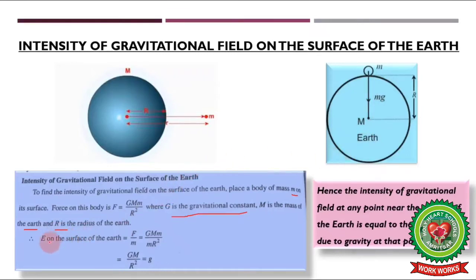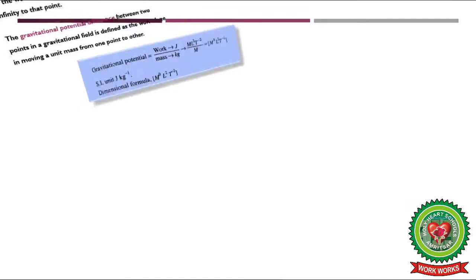Now again, the formula of E on the surface of earth is equal to force divided by m. So we will divide GMm/(mR²). This m and this m will be cancelled and we are left with GM/R², which is nothing but the relationship between small g and capital G, or you can say the acceleration due to gravity in terms of the universal gravitational constant. Hence, the intensity of gravitational field at any point near the surface of earth is equal to the acceleration due to gravity at that point.